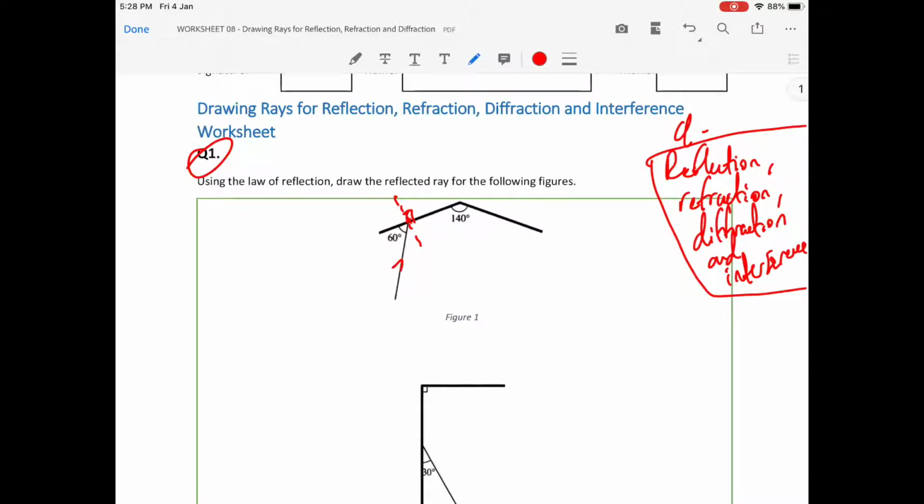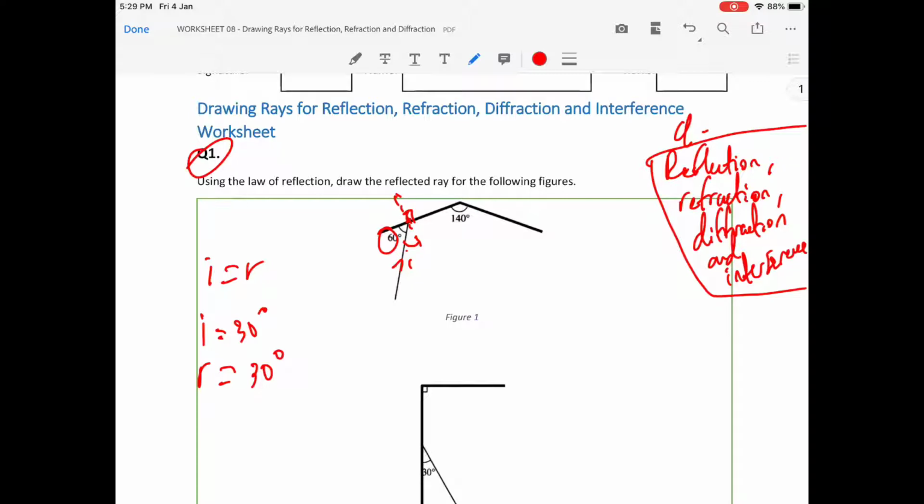Remember, for reflection, the angle of incidence I equals R. For this question, a lot of students keep making the same mistake. The I is not 60 degrees. The I is actually here. Remember, it's always between the ray and the dotted line, the normal line. So in this case, it's 90 minus 60. I is actually equal to 30 degrees, which means I'll need to draw a reflected ray of 30 degrees.